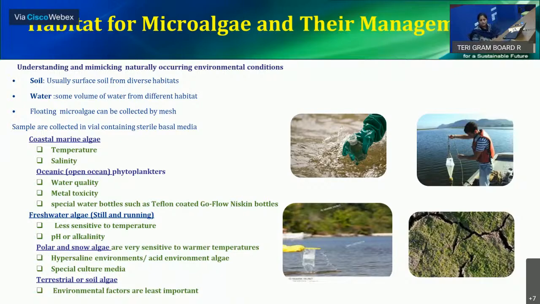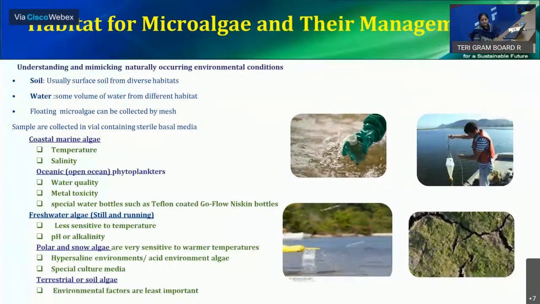And moving further towards the fresh water, they are a bit easy to grow, and they are less sensitive to temperature, so that is not an issue. But with the freshwater algae, pH is a major concern. The pH should not go below 5. It should not be acidic. And moving further towards the polar and the snow algae, they are sensitive to the warmer temperature, and they also need very special culture media to grow.